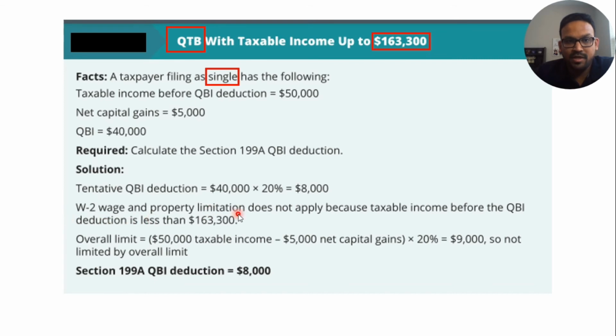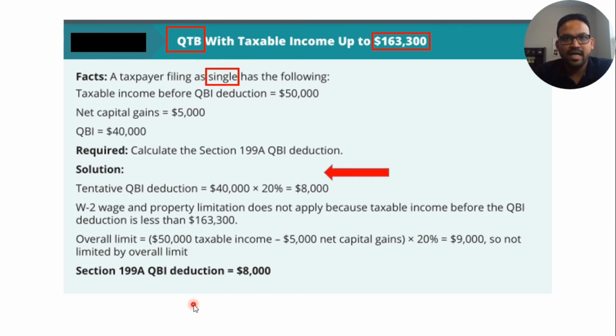W2 wage and property limitation will not apply. As you remember from the previous slide and the table, this is in the first category, where you won't have the W2 wage and property limitation. But you will have the overall limitation, which is out of that table and the box, which is 20% of your 50,000 taxable income reduced by net capital gain. So 9,000 is your overall limitation. Your QBI deduction is 8,000, so you are well within the overall limit. So your deduction will be 8,000 in this case.